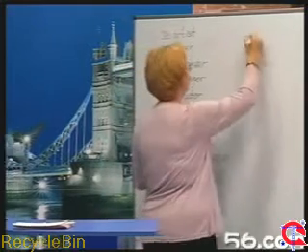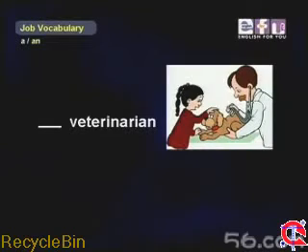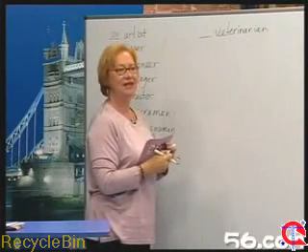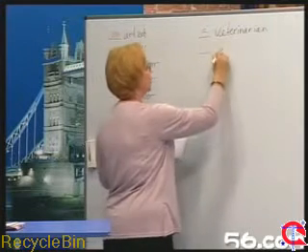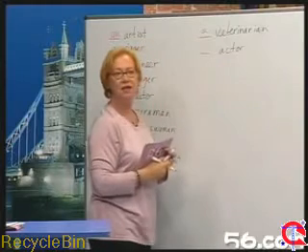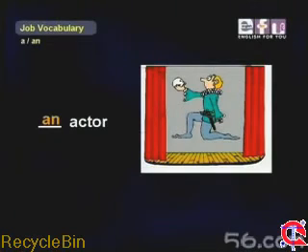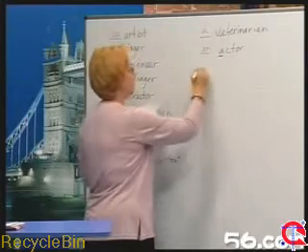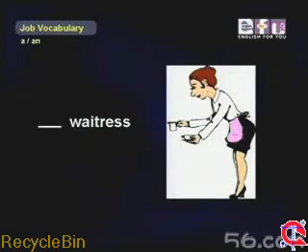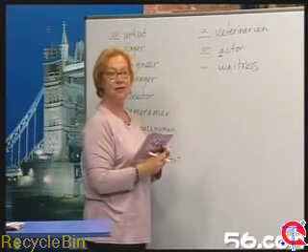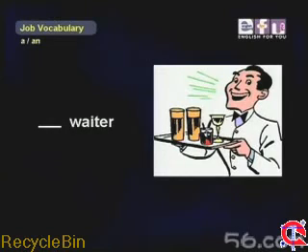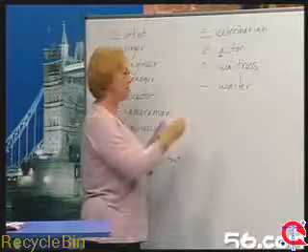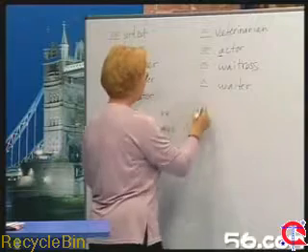All right, here's another big one. Lisa, veterinarian. A veterinarian. Yeah, good girl. Okay, Ali, you get a short one. Ali, actor. An actor. Okay, because of that A. Good. Isabel, waitress. A waitress, yes. Okay, and we have waiter. Lisa, waiter? A waiter.